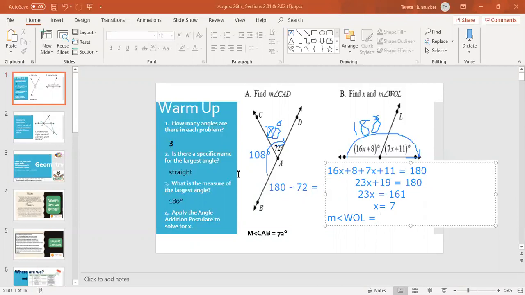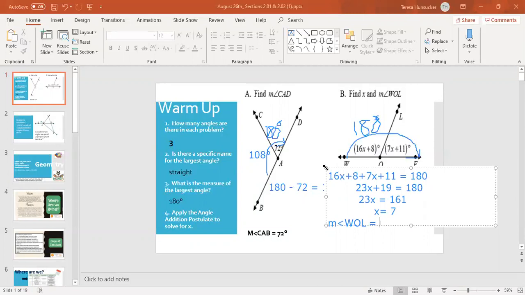So WOL is the angle that is 16x plus 8. So I'm going to do 16 times 7 plus 8. And grab your calculator and go ahead and calculate 16 times 7 and then add 8. Your answer should be 120.